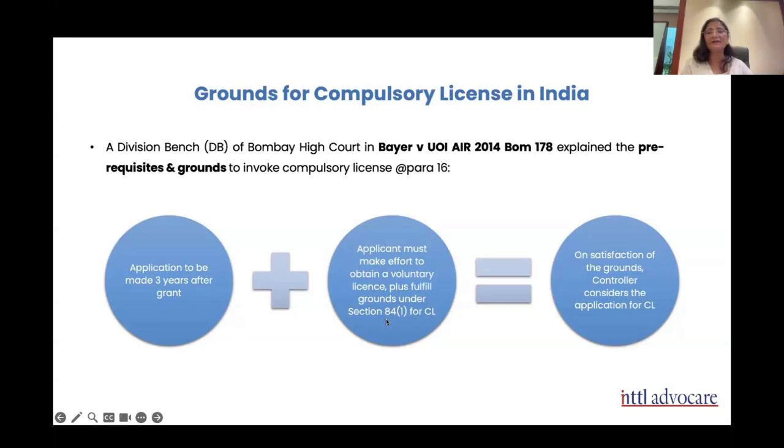Now, if you satisfy both these conditions, then the controller will consider the application for compulsory licensing.